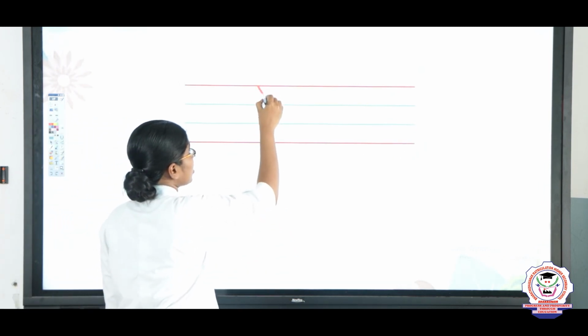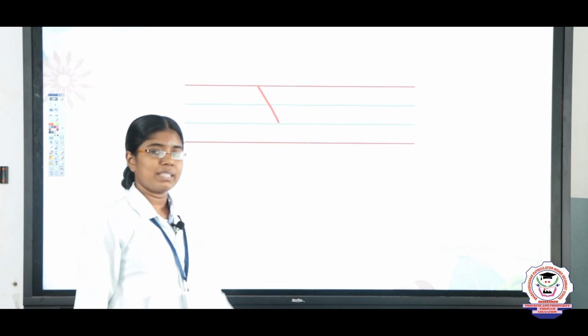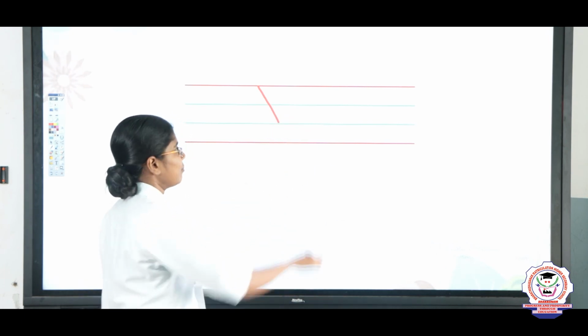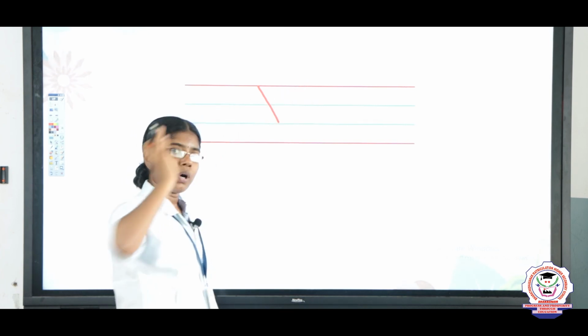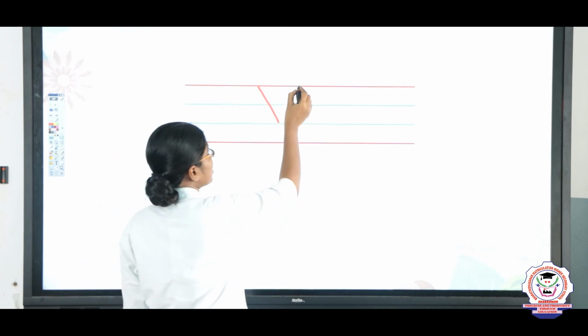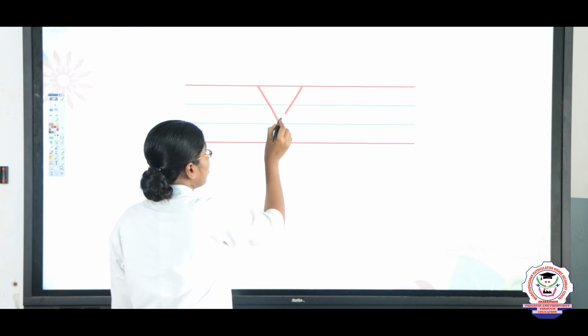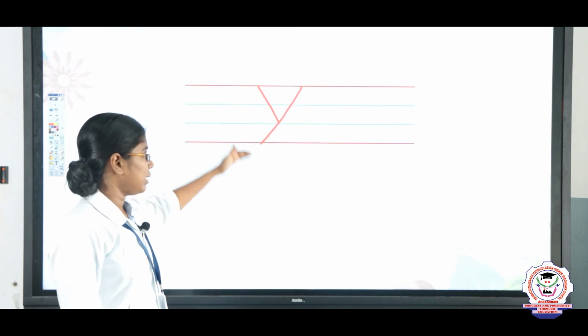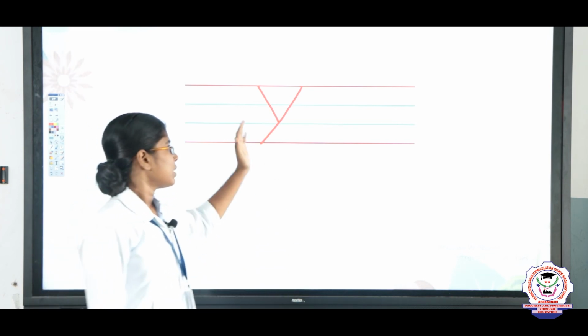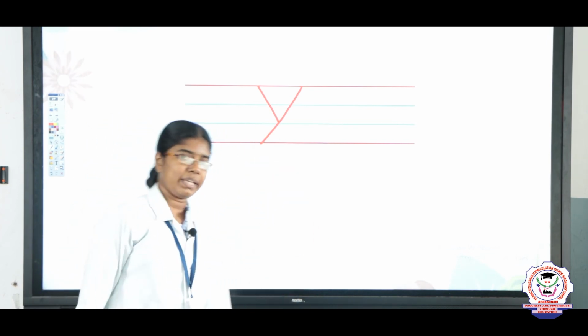Keep your pencil on the top red line. Come down with the slanting line till the third line. Again, see here, next, place the pencil on the top red line and come down till the bottom red line. Okay, Y should be in the 4 lines. Okay, children. So, this is the letter Y.